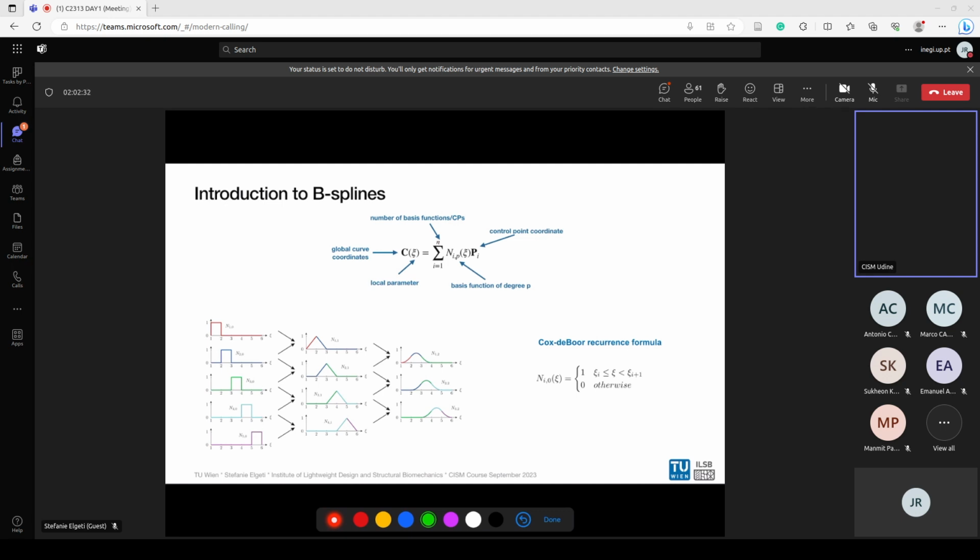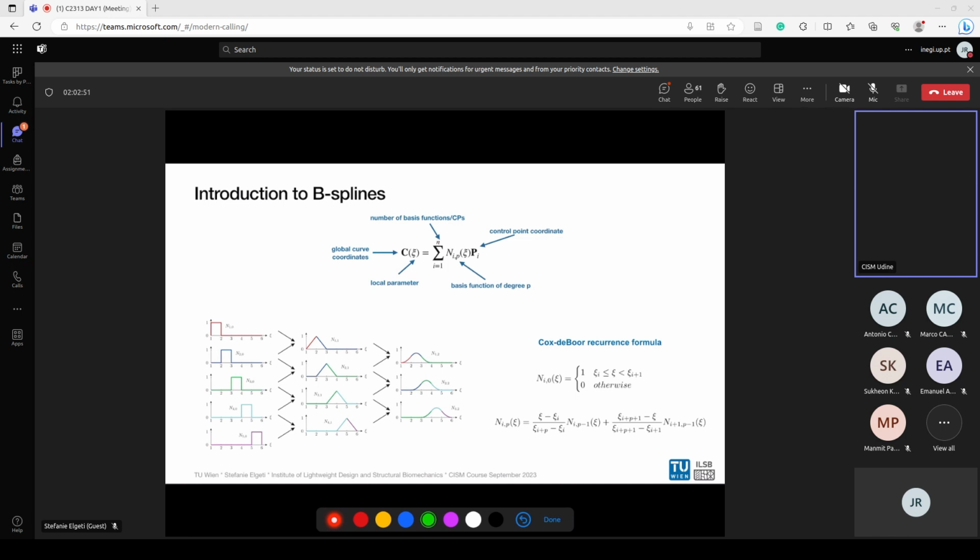And then Matthias was commenting that if we only use constant basis functions in an isogeometric analysis context, that would be discontinuous Galerkin. But we've not even spoken about isogeometric analysis yet.